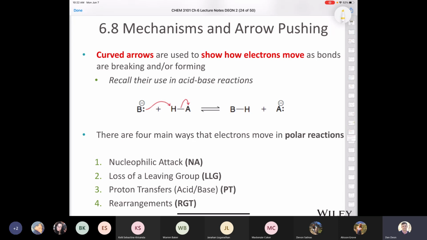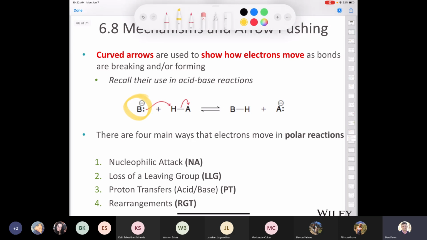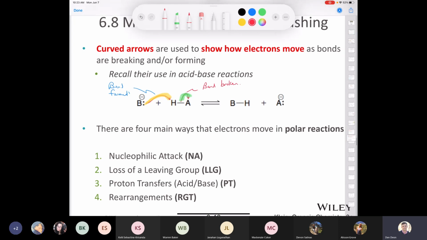So we used them in chapter 3 when we looked at acid-base reactions. For example, here's a base and it is reacting with an acid, which is a proton donor. But this curved arrow here represents a bond being formed. So this is a bond that is being formed. And the second curved arrow that you can see here represents the flow of electrons that represents a bond being broken. So this one here represents a bond being broken. So we have the formation of a bond and a bond being broken simultaneously in this acid-base reaction.